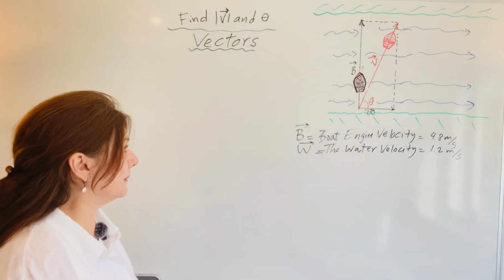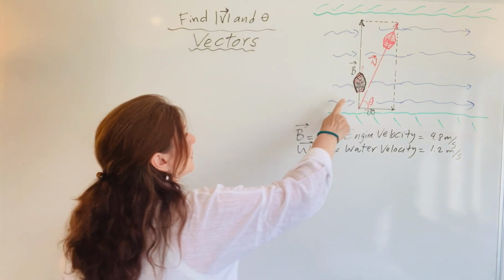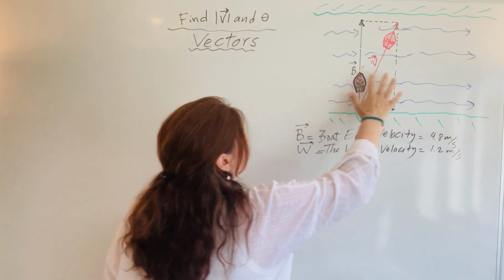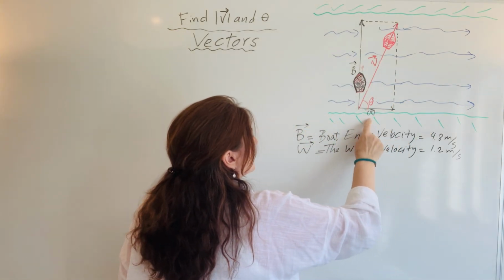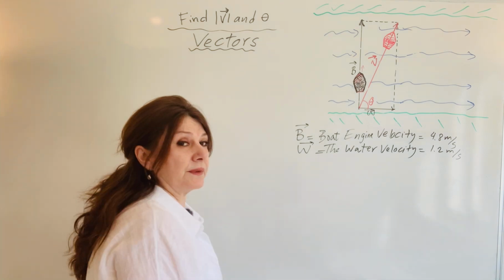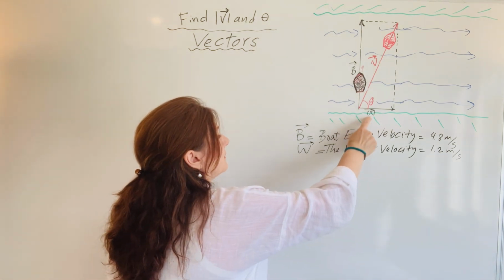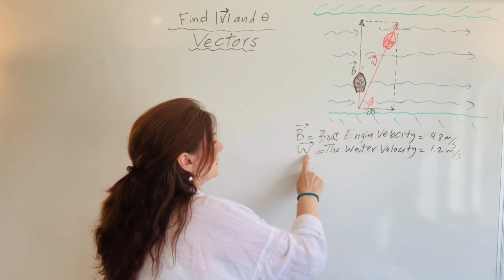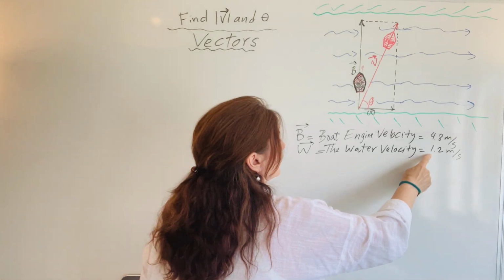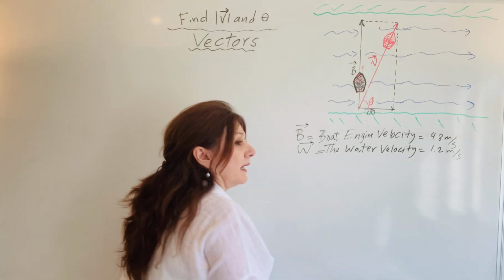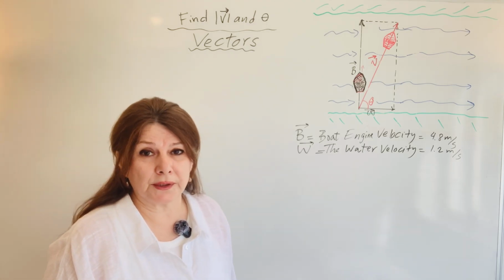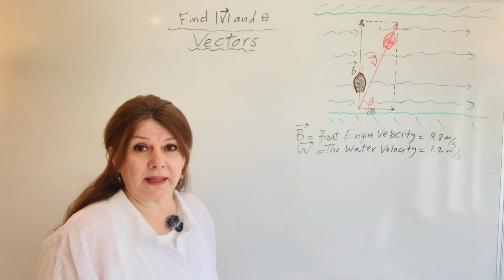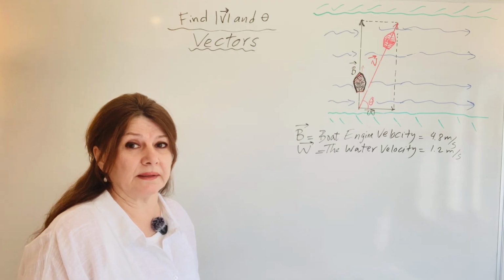What is the problem? The problem says we have a boat. This is a river. The water goes from left to right with w, the vector of w. This is the velocity of water. W is the velocity of water, 1.2 meters per second. As you know, velocity is a vector because it has both a speed as a magnitude and a direction.